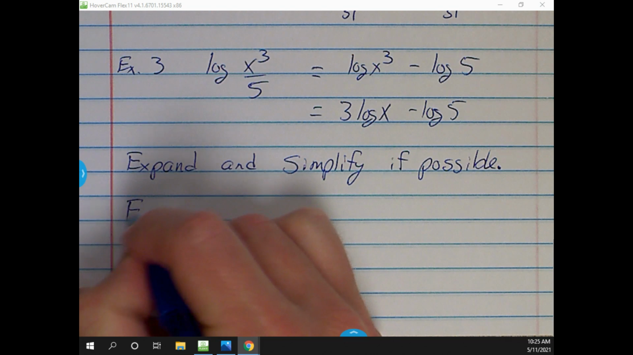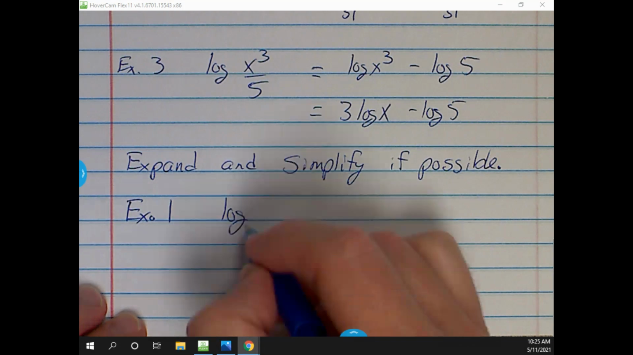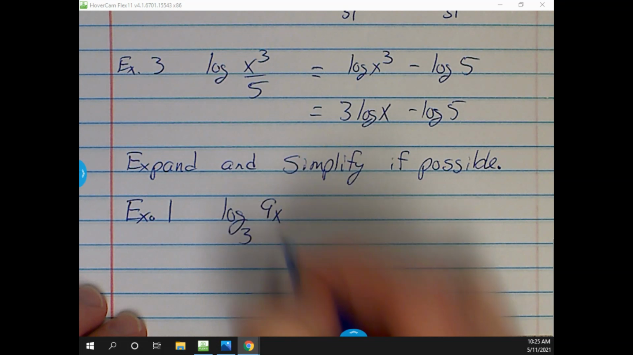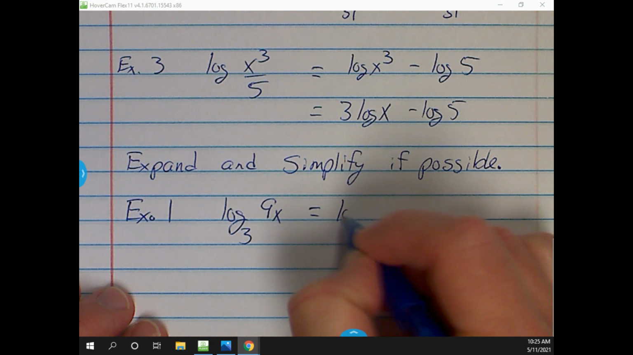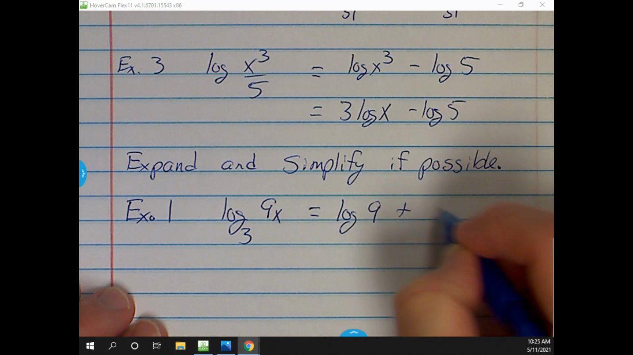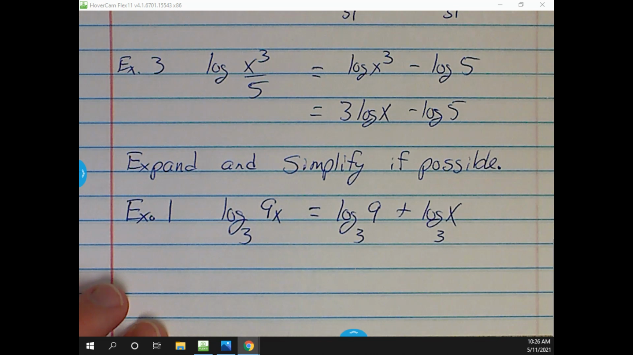Okay, so this part will be just like what we're doing up here where we're going to expand it. We'll come back and simplify at the end. If we've got log of 9x base 3, well, that's 9 times x. So that's the log of 9 plus the log of x. And again, they're both base 3. Okay, so the expanding part isn't anything different. It's still the same thing we would do in all the other stuff.